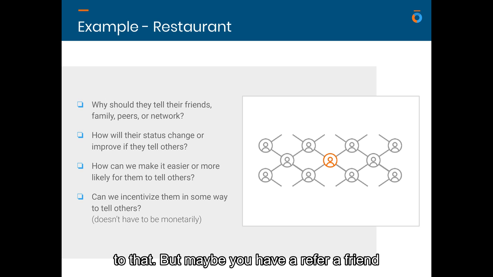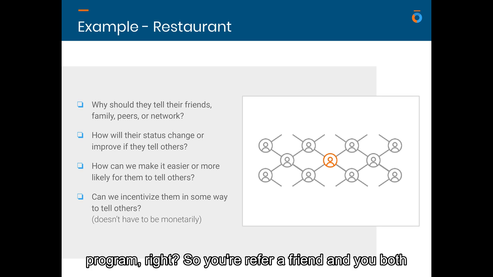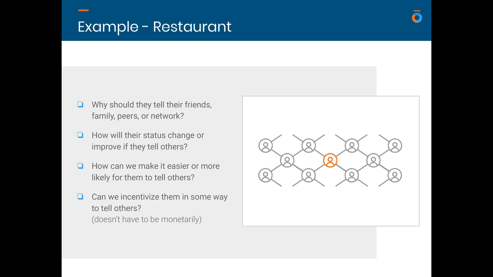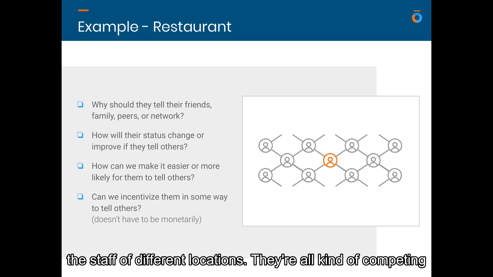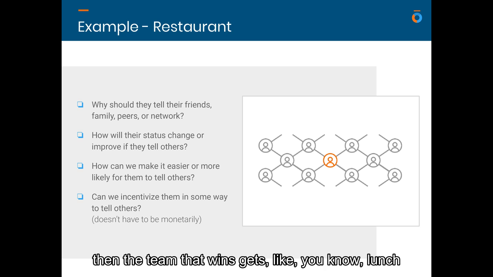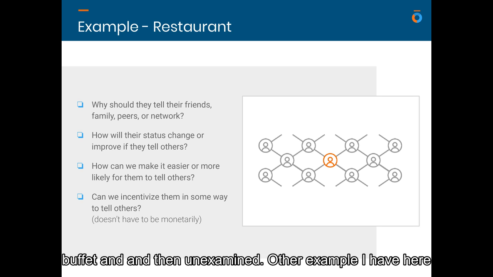But maybe you have a refer a friend program, right? So you refer a friend and you both save money. Loyalty cards are all part of this. Or you can even incentivize your staff, right? So you can have the staff at different locations all kind of competing to have the most Google reviews or Facebook reviews. And then the team that wins gets lunch bought for them.